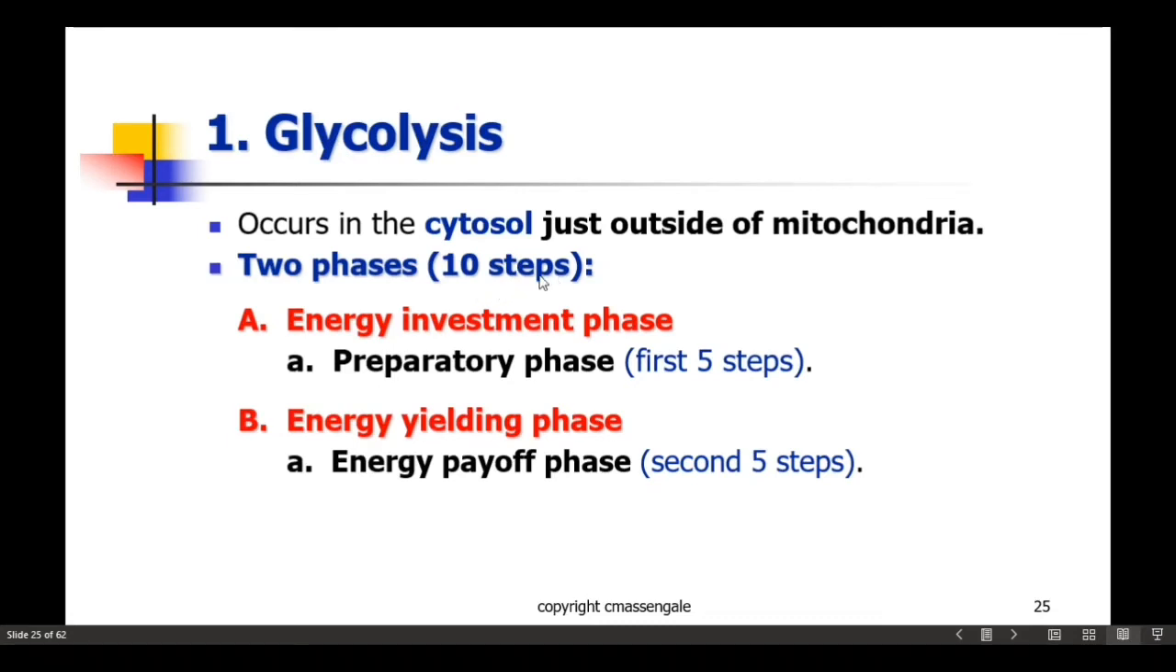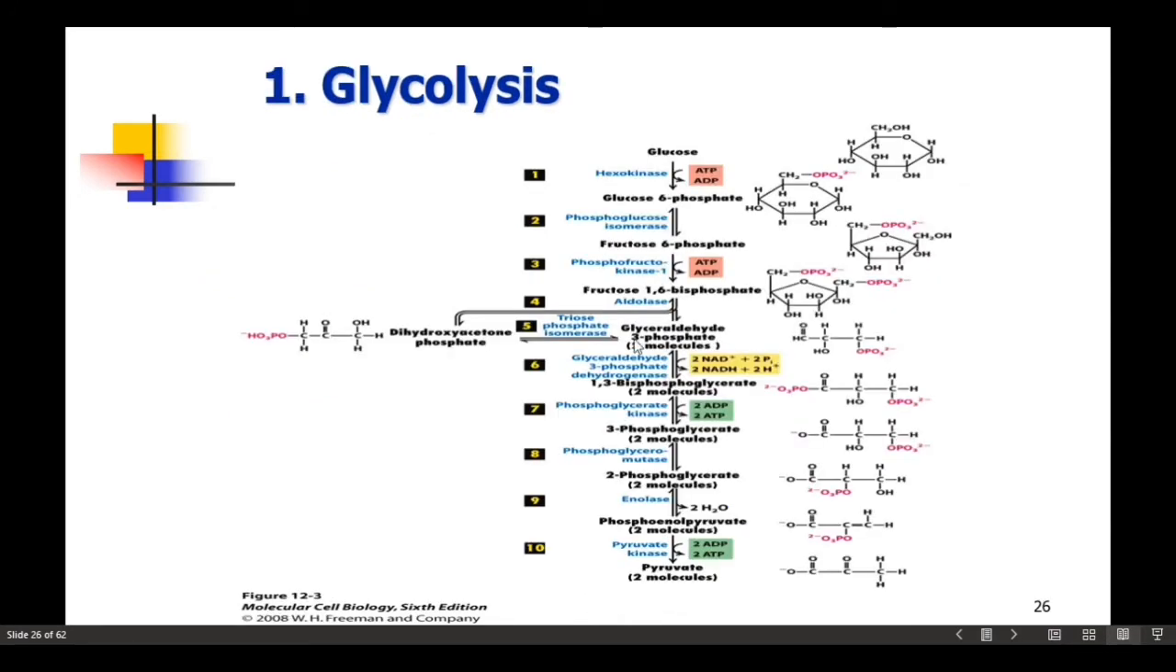These 10 steps are divided into two phases. The first five steps belong to the energy investment phase or the preparatory phase, and the remaining five steps belong to the energy yielding phase or the energy payoff phase. In general, these are the 10 steps of glycolysis.